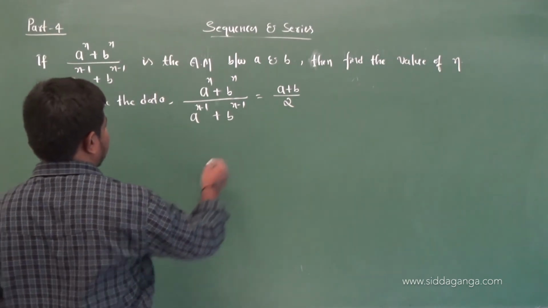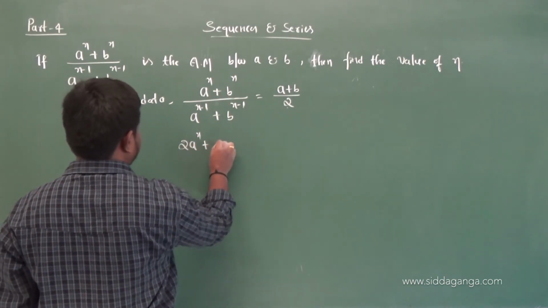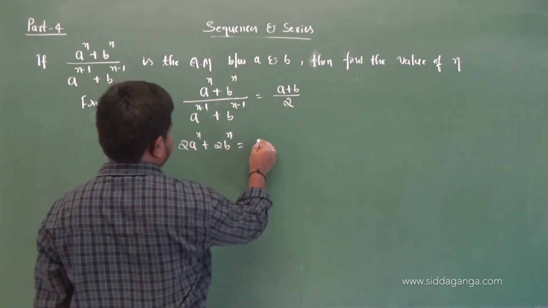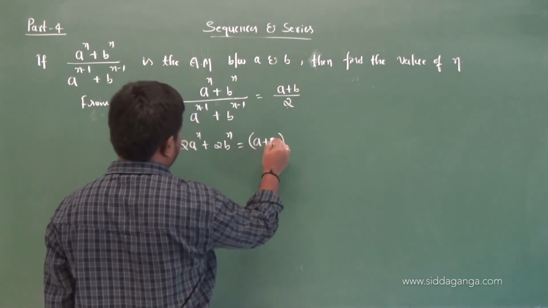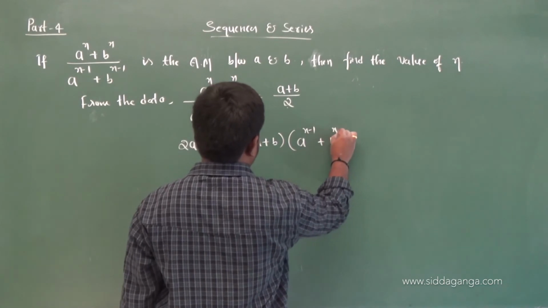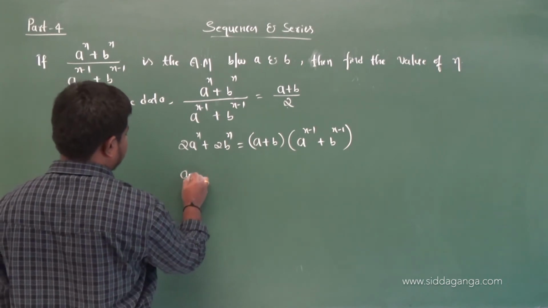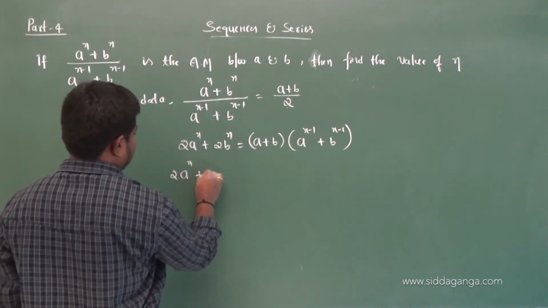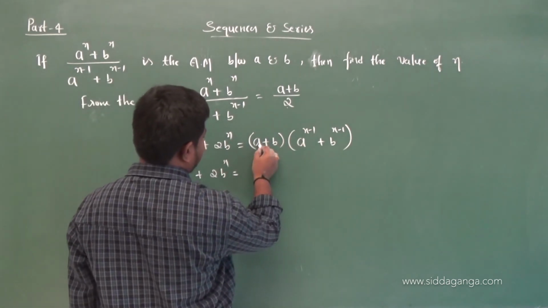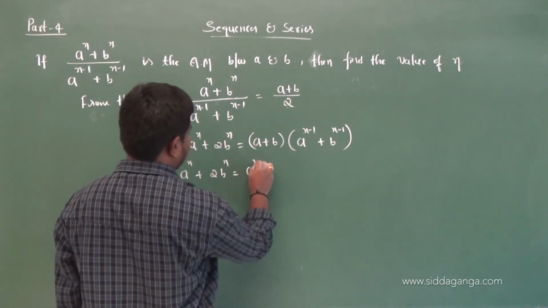Okay, let me cross multiply these two. So 2 into this, 2 into a power of n plus 2 into b power of n, is equal to a plus b into a power of n minus 1 plus b power of n minus 1. Equal to, let me multiply this: a into this, a power of 1 into a power of n minus 1, so n minus 1 plus 1. So 1 gets cancelled, remaining thing is a power of n.